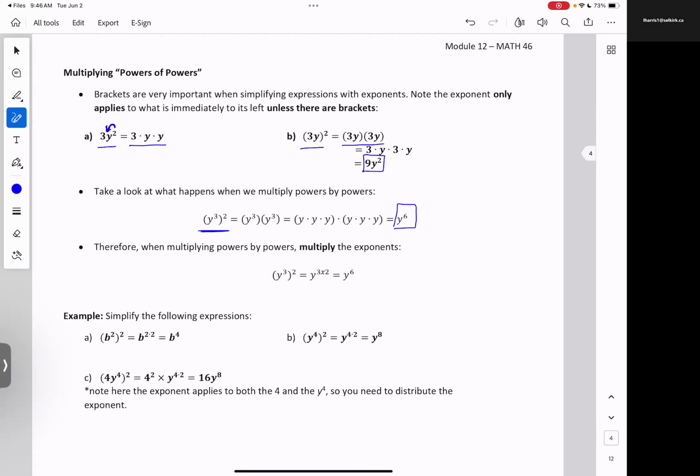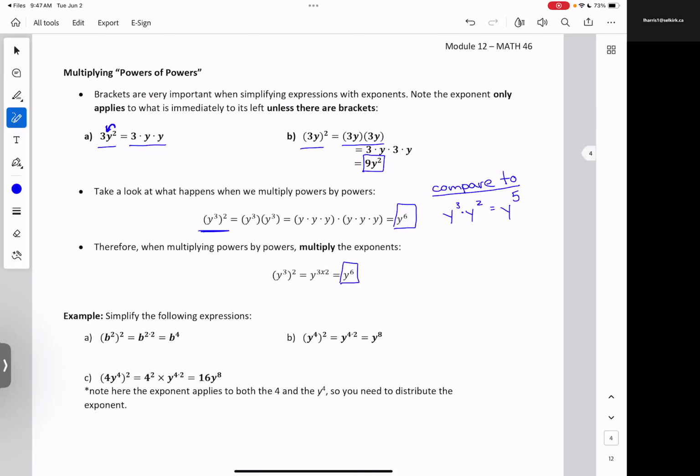So when you're multiplying powers by powers, we multiply the exponents. So y cubed, then squared, gives us y to the 6 when we multiply those exponents. These are powers of powers. If you see powers of powers, you're going to multiply. But note we could have y cubed times y squared, and that is y to the power of 5.